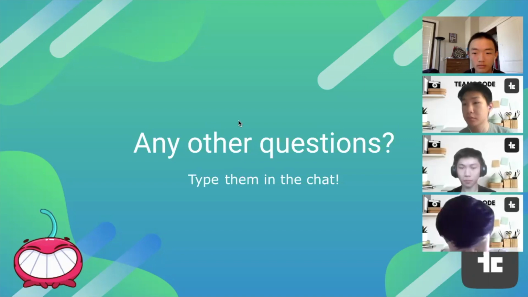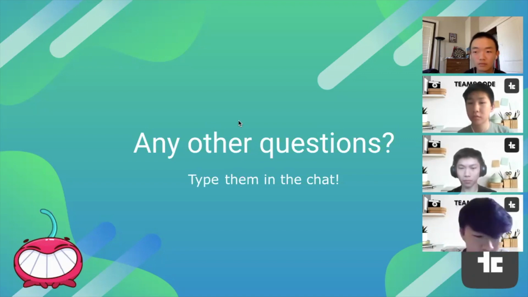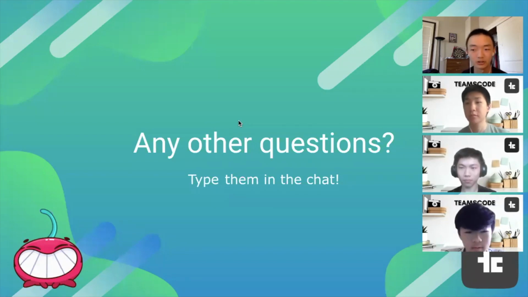Someone asked, do we get the problems during the competition or before? We get them during the competition. They'll be released at 1:30 p.m. Pacific time. The tiny URL will be posted on the live stream and in the chat, so be sure to look out for that.